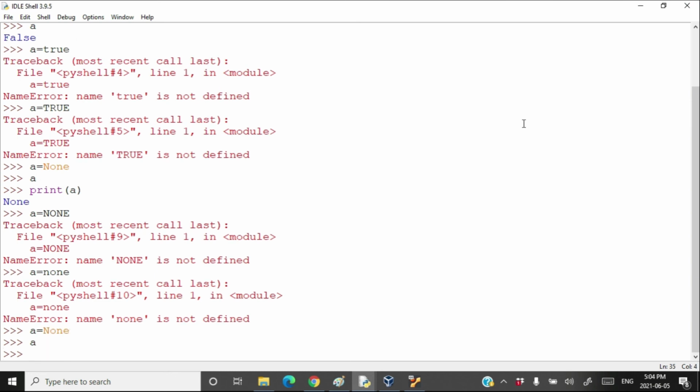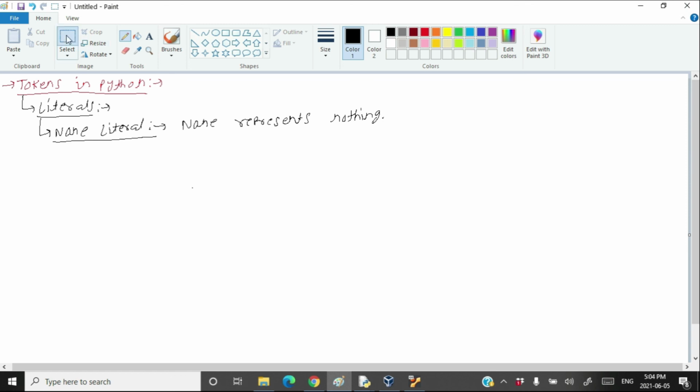And that's it. Apart from these literals, Python supports something called literal collections. But right now we are not going to discuss literal collections. We will see it later when we proceed in this course. So we are done with literals.